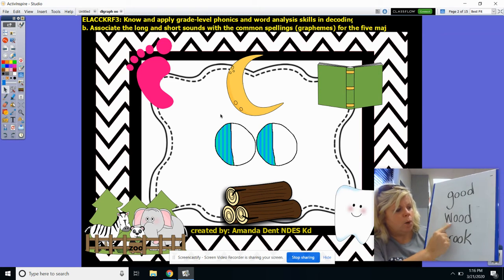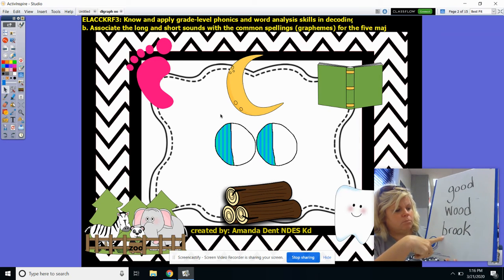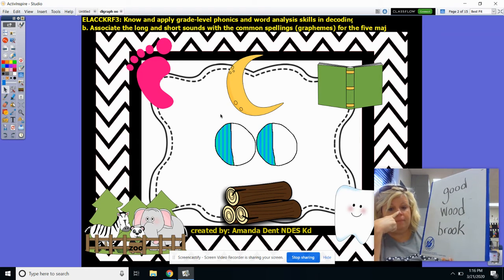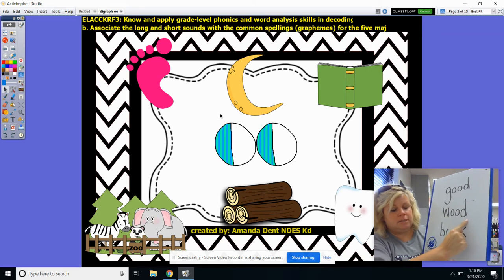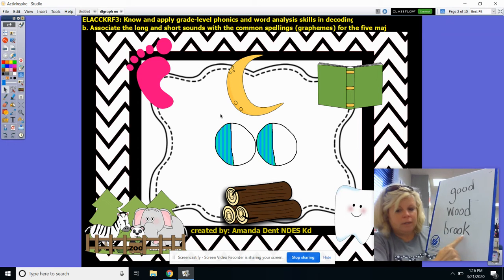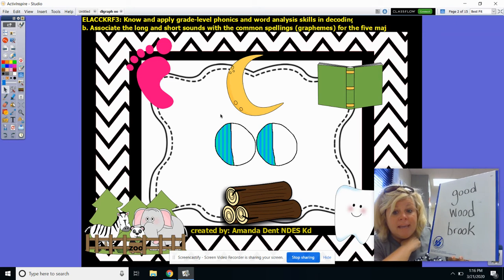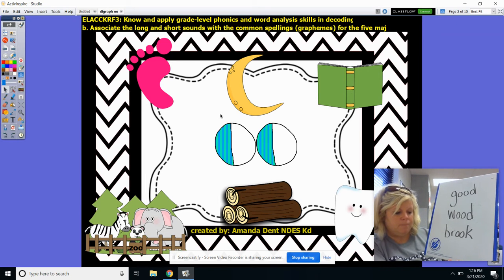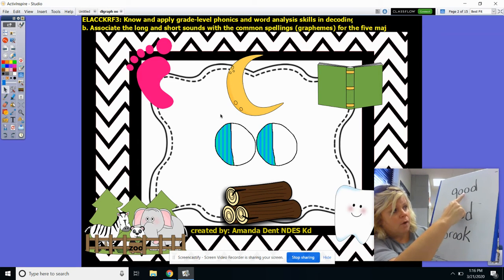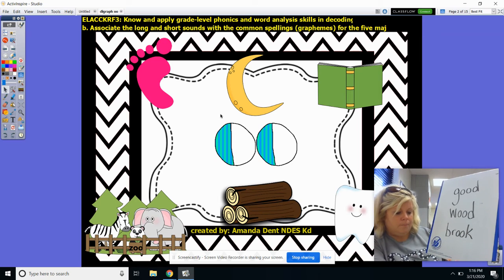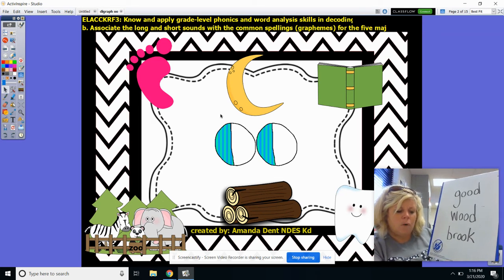Good. Wood. Brook. The middle, beginning, middle, end. Okay, so we're talking about the medial position or the middle position. Look at all of these words. What two letters do you see? O-O, O-O, O-O. Now, the O and the O are making one sound.